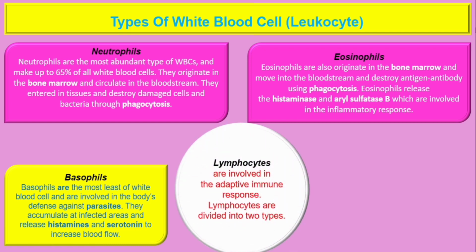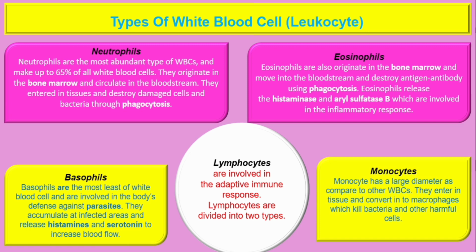Lymphocytes. Lymphocytes are involved in the adaptive immune response. Lymphocytes are divided into two types, which will be discussed later in this lecture. Monocytes. Monocytes have a large diameter as compared to other white blood cells. They enter tissue and convert into macrophages, which kill bacteria and other harmful cells.